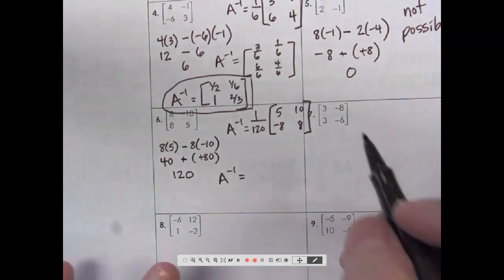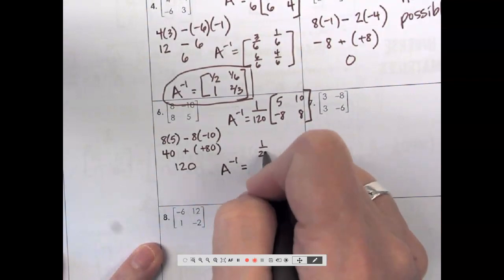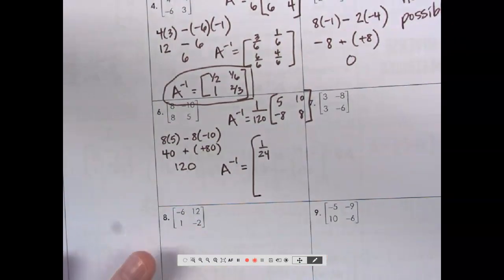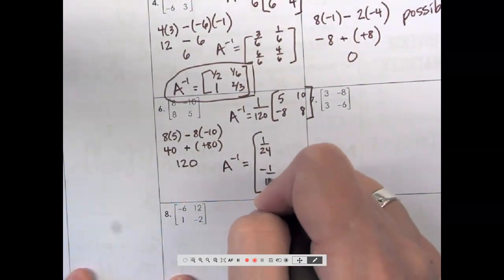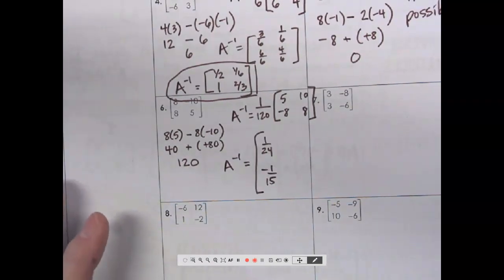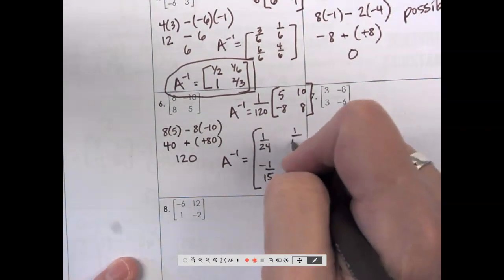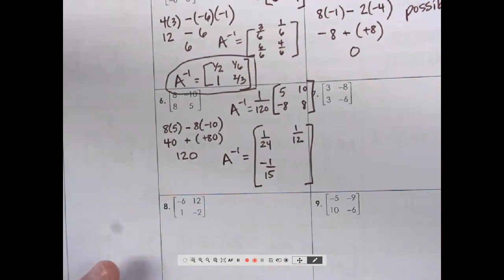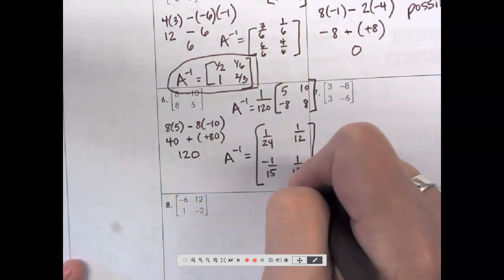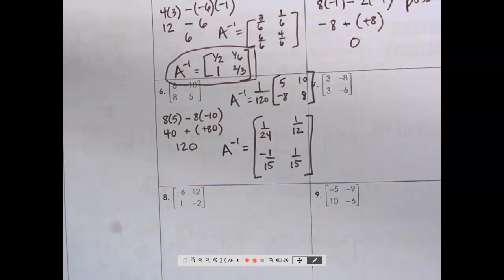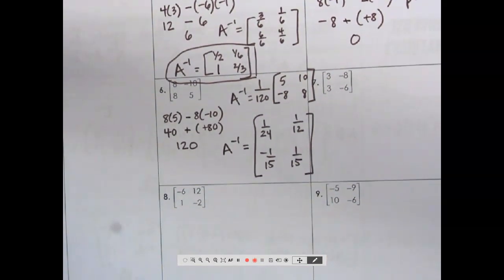5 over 120 becomes 1 over 24. Negative 8 over 120, negative 1/15. So 1/12. 8 over 120, 1/15. And that's our inverse. Question?